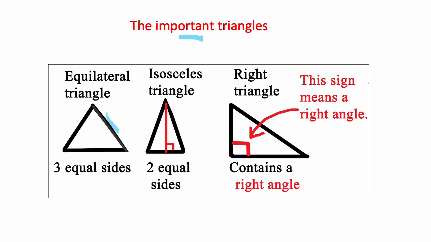There's the equilateral triangle that has three equal sides. There's an isosceles triangle with two equal sides, and an important vertical line here, perpendicular to the base. And then there are right triangles that contain a right angle.